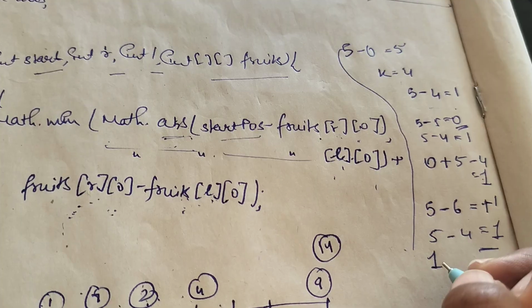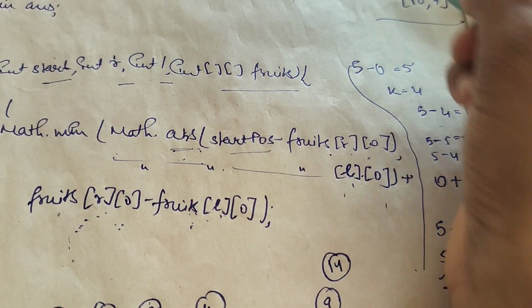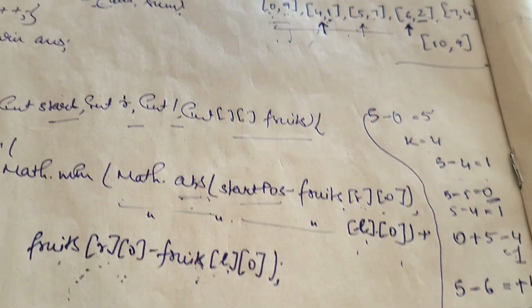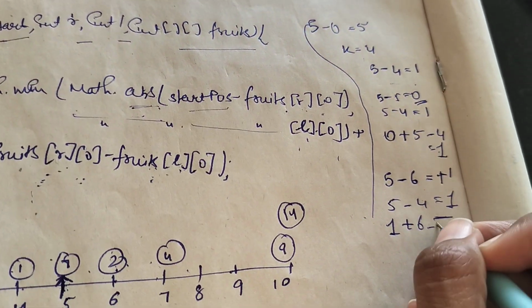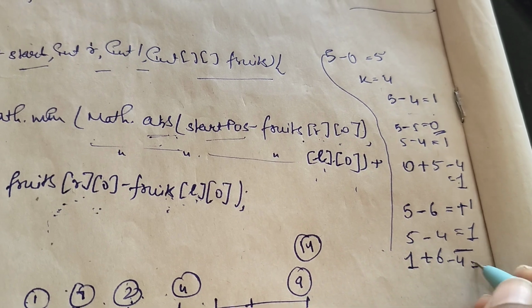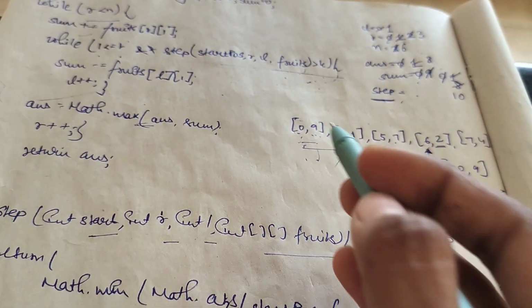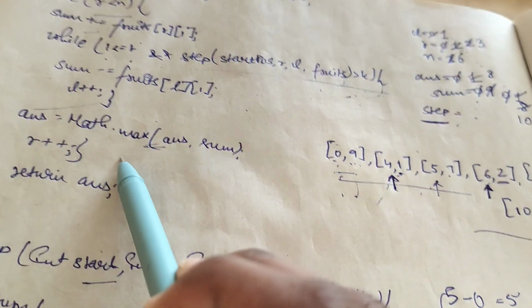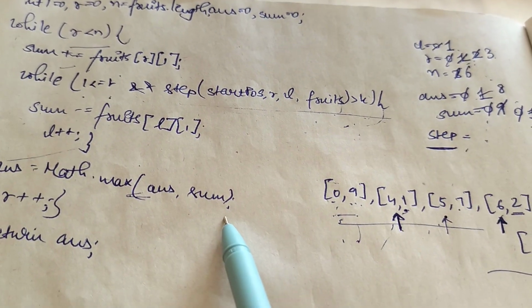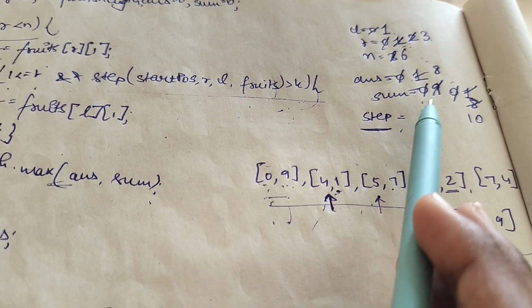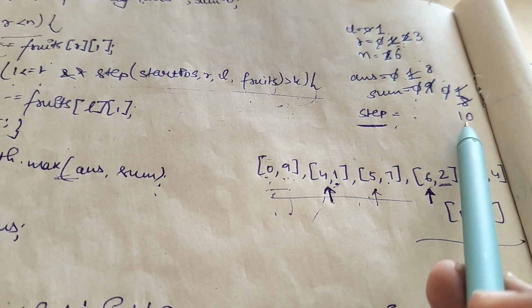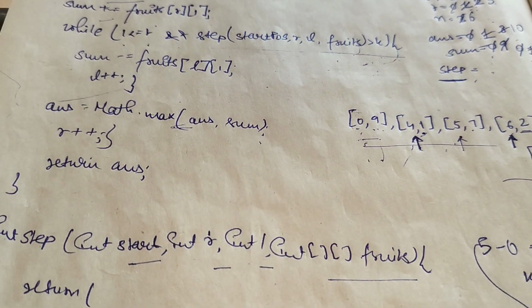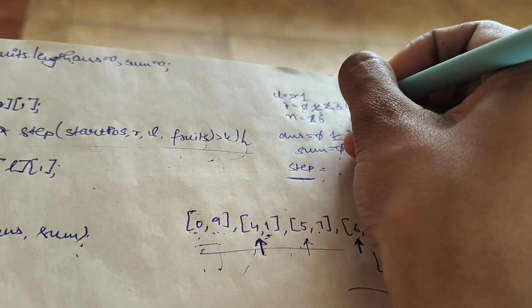Then fruit right of 0. This is 6 plus 6 minus left is 1. Okay, so minus 4. So 7 minus 4, 3. 3 is also smaller than k, so it won't go into this condition. So again answer Math.max of answer and sum. I am going to update the value of my answer since 10 is greater than 8. Yes. Okay.